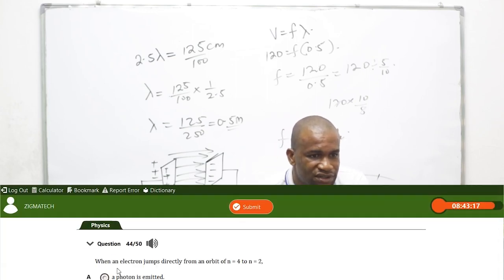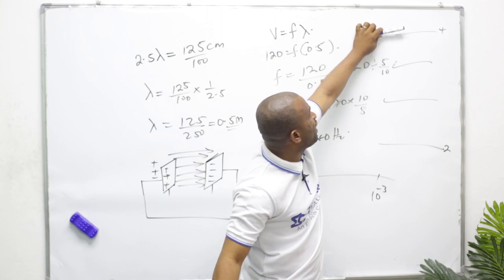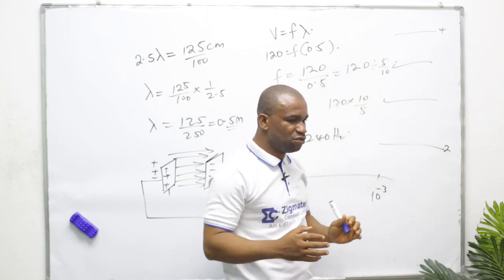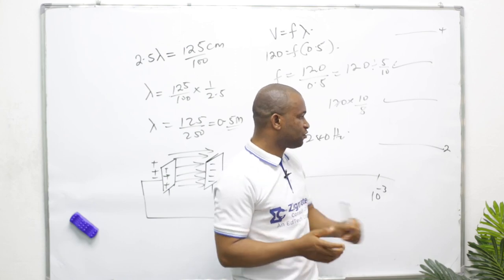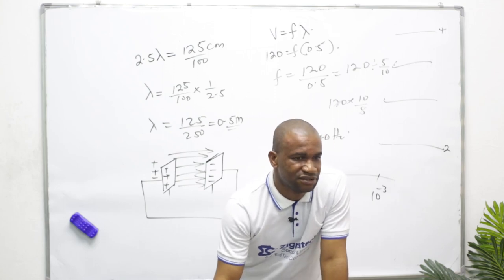When an electron jumps from an orbit of 4 to 2, 4 is higher to 2, according to Niels Bohr's energy level. If it starts from 4 and jumps to 2, for example, what happens? It must have given out some radiation. So what happened? A photon is emitted, that's correct. A photon is absorbed, it's not true. Two photons, no. So from higher energy level to lower energy level deals with emission of radiation, but from lower to higher deals with absorption of radiation or excitement.